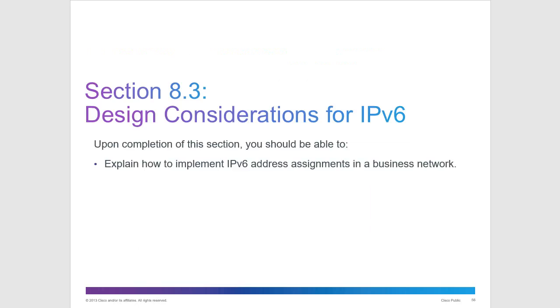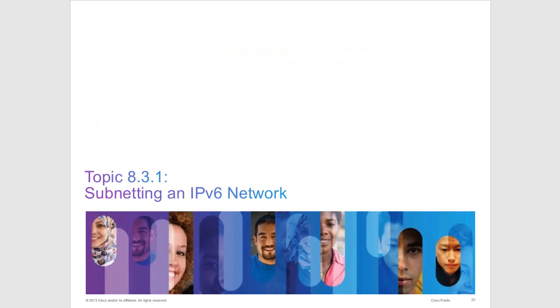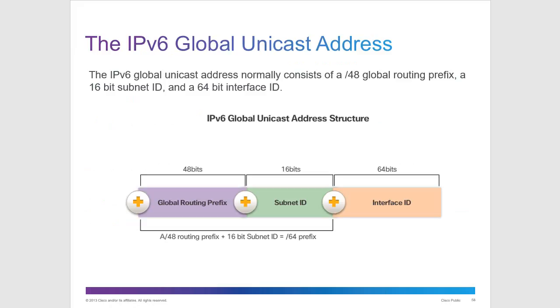Some considerations for IPv6. You do have subnetting of IPv6, but it's a lot easier. We talked about the different portions of your IPv6 address. You've got your global routing prefix, your subnet ID, your interface ID. Okay, so we're going to be discussing the subnet ID here.